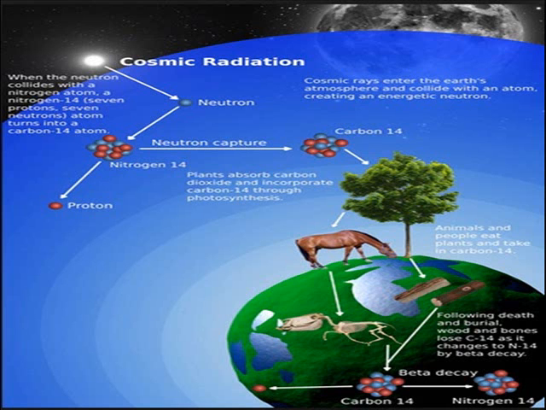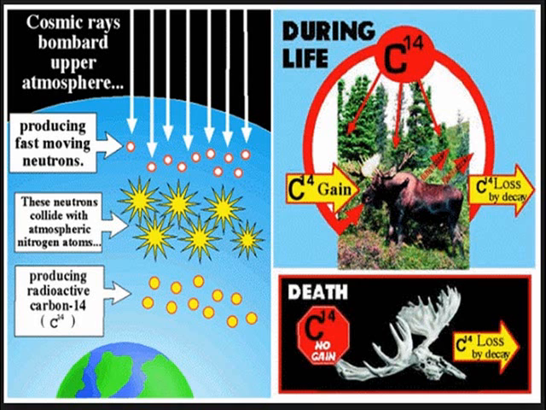So organic matter dies, carbon-14 turns back to nitrogen. As cosmic radiation hits the high atmosphere, nitrogen-14 turns to carbon-14, and so on. Okay, it's very important to bear this in mind. We're going to talk about this later a little bit more. It's quite important as well to understand this.